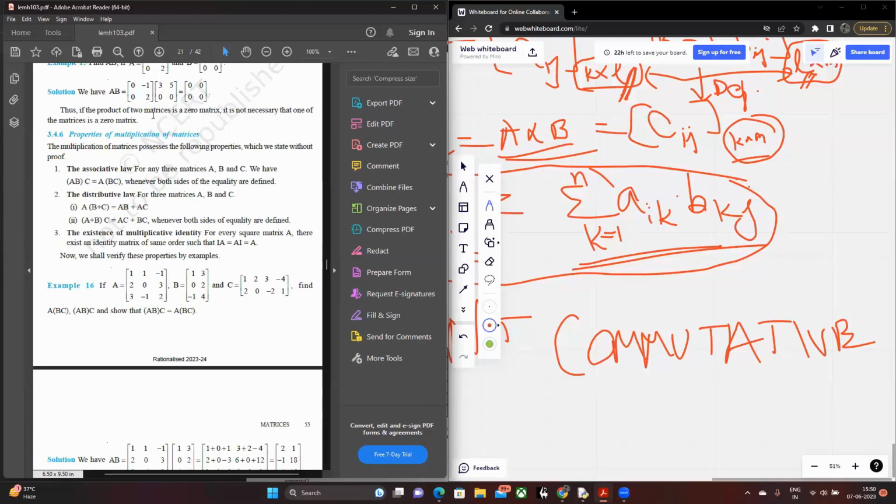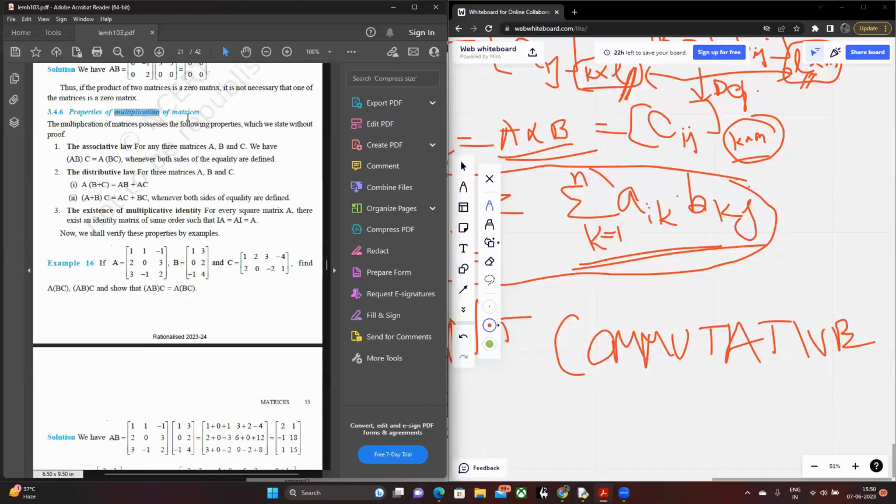It's not necessary that one of the matrices is a zero. For the multiplication of matrices, we have associativity holding. That is, AB times C is A times BC. And distribution, that is, A times (B plus C) is AB plus AC, and (A plus B) times C is AC plus BC. Left distribution, right distribution.